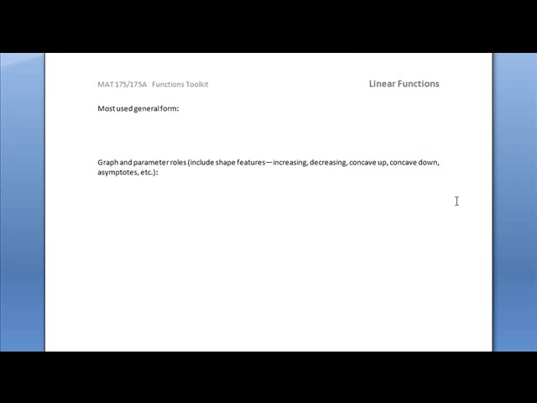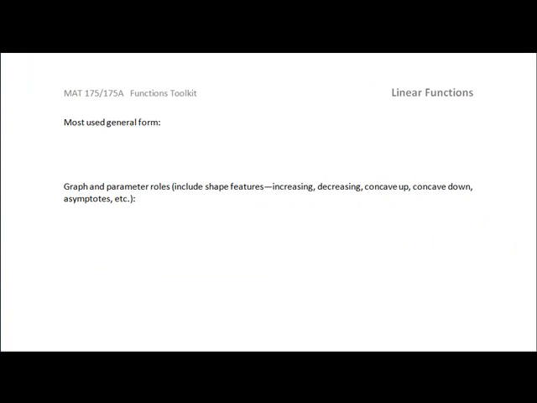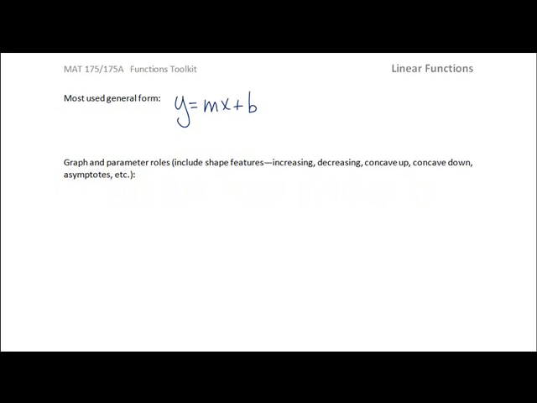Okay. Taking a look at the linear functions. There we go. First thing you're asked for is the most used general form. There are several different forms for a linear equation, and I'm looking for you to think about the one that you think is the most useful. Certainly it depends on the problem, but what I think about here is the form y equals mx plus b. So that's what I would put in the most used general form section.